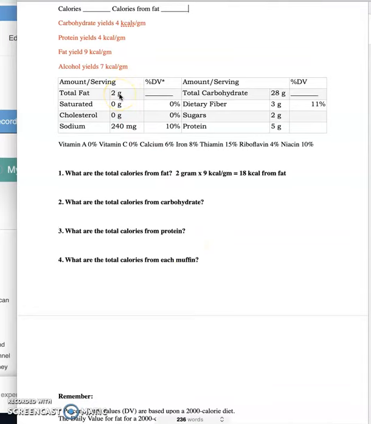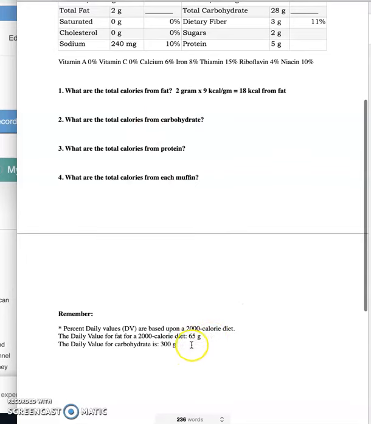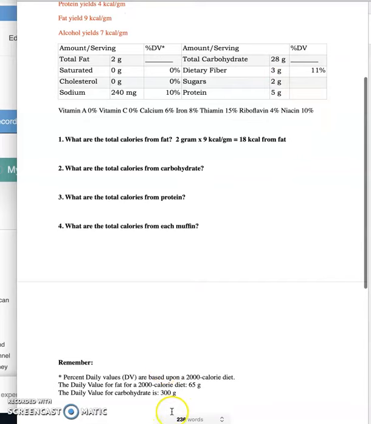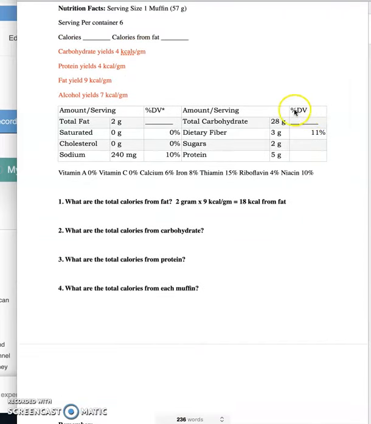If there's 2 grams of fat, and they're recommending 65 grams total, that percentage is what you're going to put there. So 2 out of 65 is the percentage that you're going to put there. And again, here, total carbohydrate is 28 grams, and they're recommending 300 grams total in the day. What percentage of your day is that? So you're going to put that here: 28 grams out of 300, and that will give you a percentage.